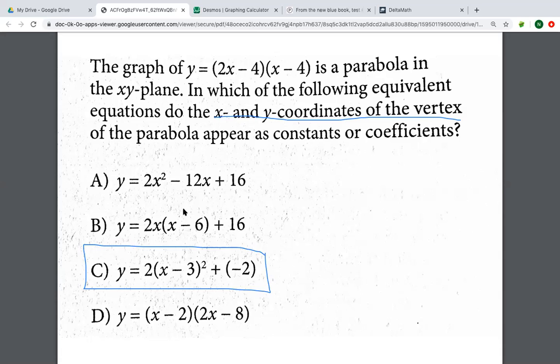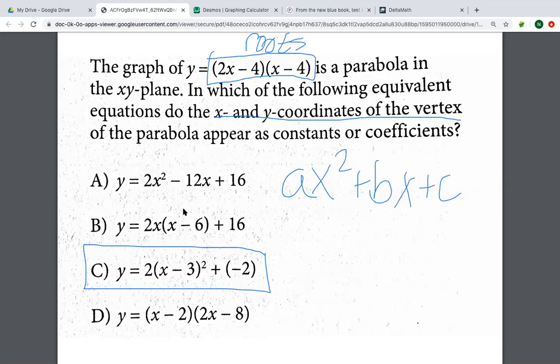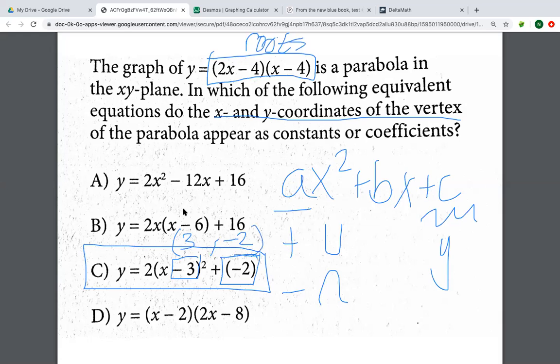So this one up here is in factored form. That tells you about your roots or your x-intercepts. Standard form, which is ax squared plus bx plus c, tells you about your y-intercept, and your a can also tell you that if it's positive, then it's concave up, and if it's negative, then it's concave down. But vertex form tells you your vertex. The opposite of this is your x-coordinate, so in this case, it's 3. And then this is your y-coordinate, so it's -2. So we know our vertex is at 3, -2 for that one.